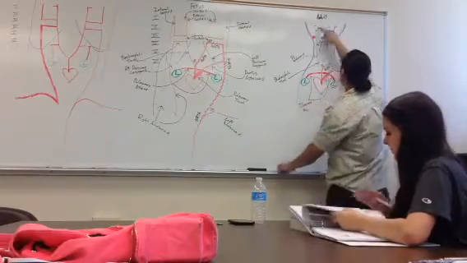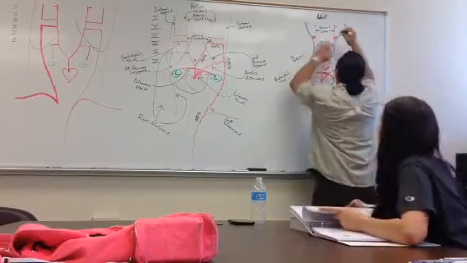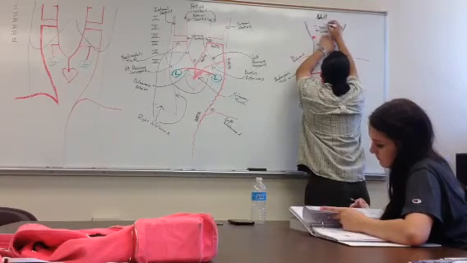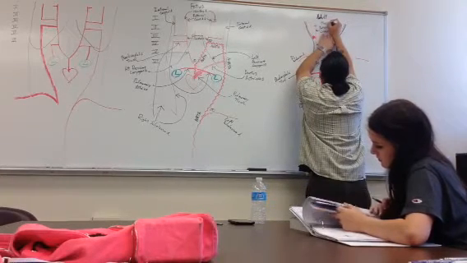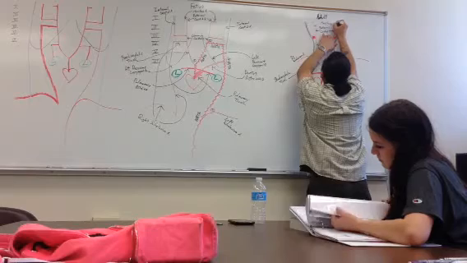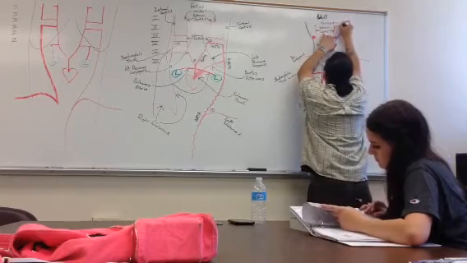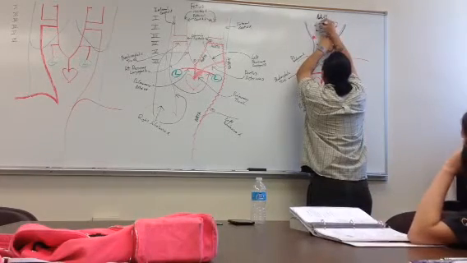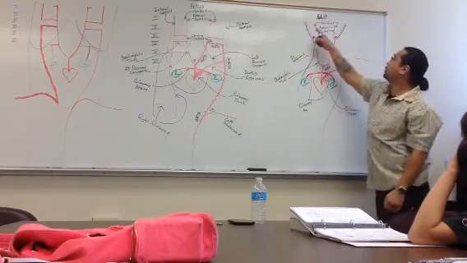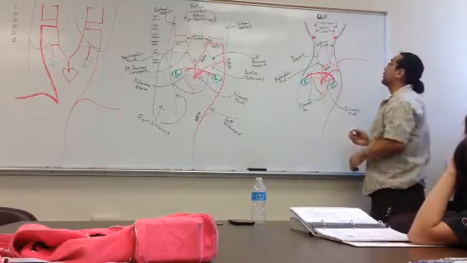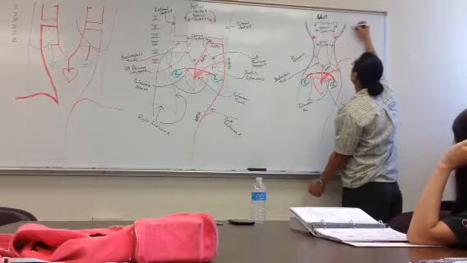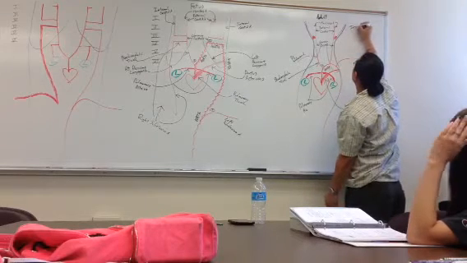What are those little pieces coming off? Maxillary. Okay, and then what's the other branch off the common carotid? Internal carotid.